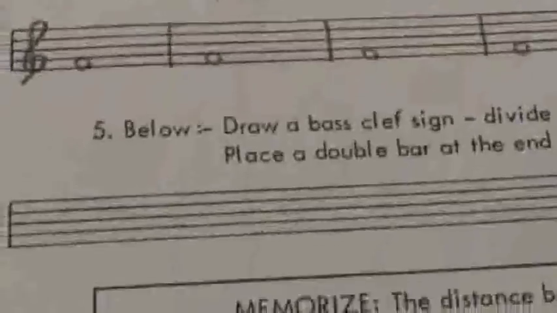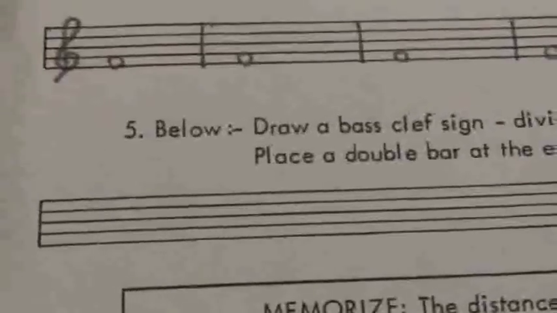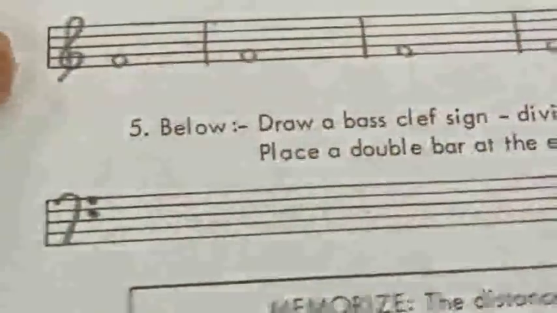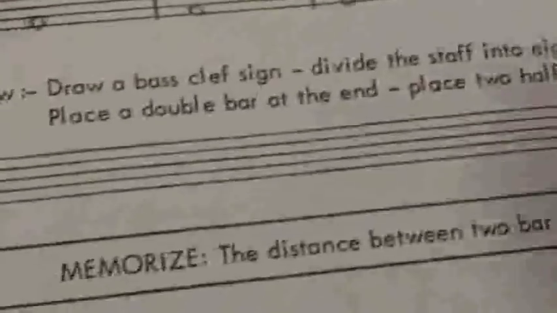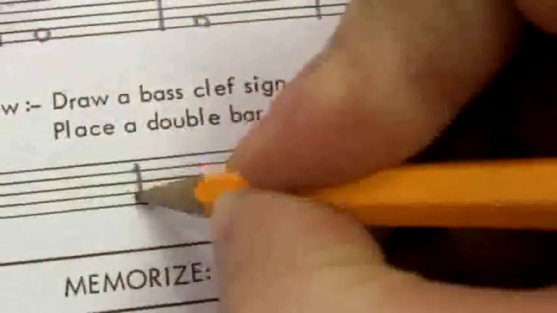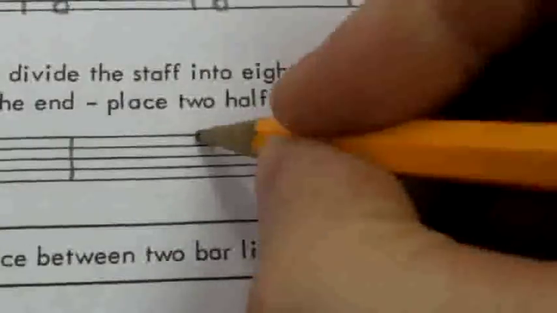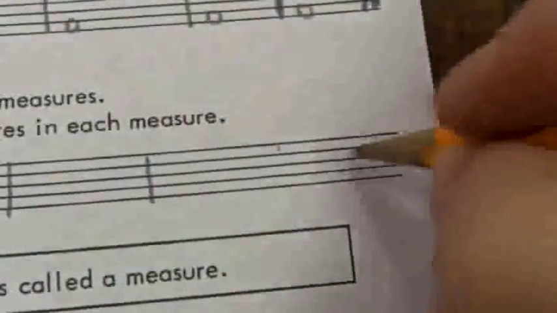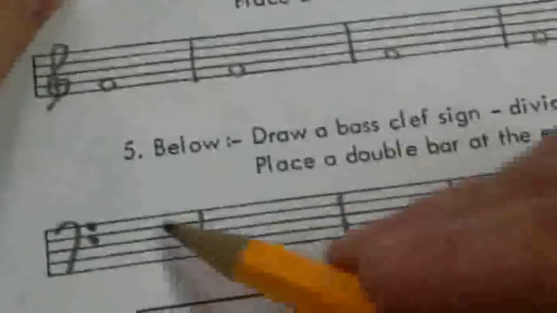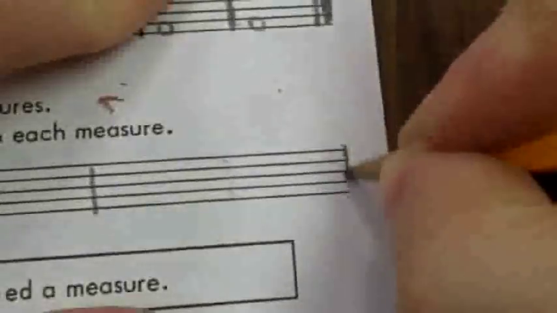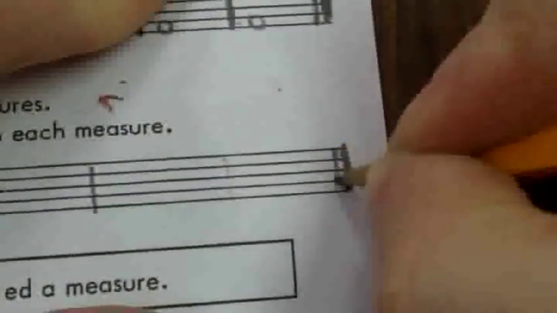Okay, and then number 5. Below, draw a bass clef sign. Let's go ahead and do that. Draw a bass clef sign, and then divide the staff into 8 measures. Let's do that. 1, 2, 3, 4, 5, 6, 7. How many did I do? 1, 2, 3, 4, 5, 6, 7, 8, 9. Okay, I'll just erase this bar line. And then put in our double bar.